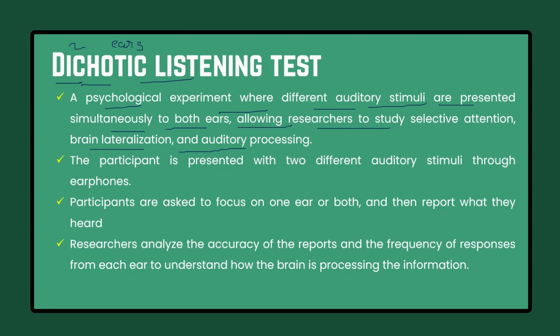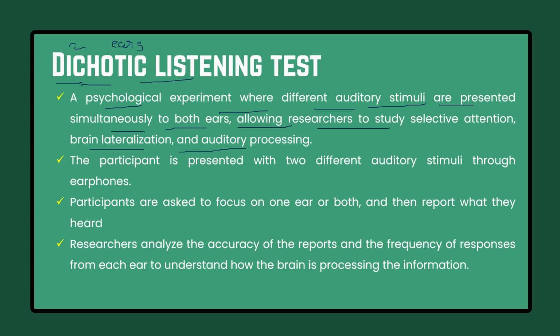Selective attention means you are given two different sounds to both your ears, and then I'm asking you, what do you hear in your right ear? So I check if you are able to selectively concentrate on the sound coming in that particular ear, and you're able to tell me. When there is lots of noise, both of your ears are hearing different things, and if you are able to concentrate on one of those and tell me what you were listening to through that ear, that is what is selective attention.